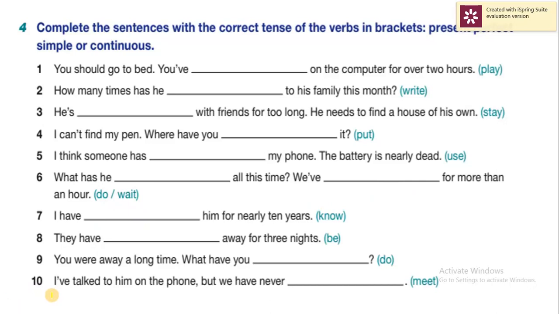You, and here we have, as I told you, you have to read the sentence very carefully to find if there are some keywords or not. Now here, is there a keyword? Let's read together. You should go to bed. You've, of course, you've, this is from you have, okay? Space on the computer.